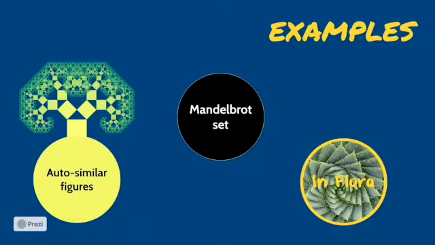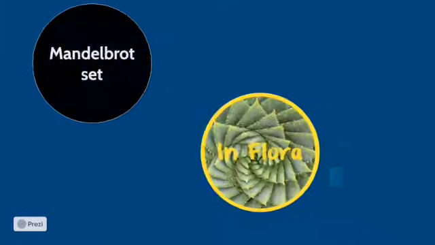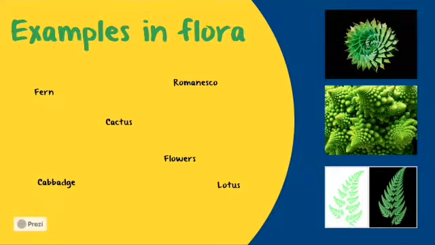To finish, I'm going to talk here about fractals in nature. For sure, there are many examples of fractals in flora. The most well-known are Romanesco, cactus or fern, but there are so many other examples like cabbage, the lotus, or even all sorts of different flowers.